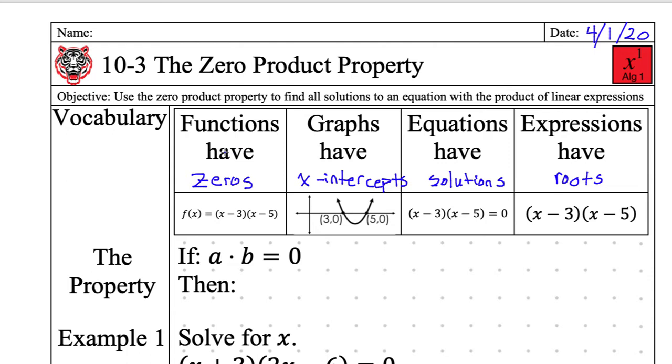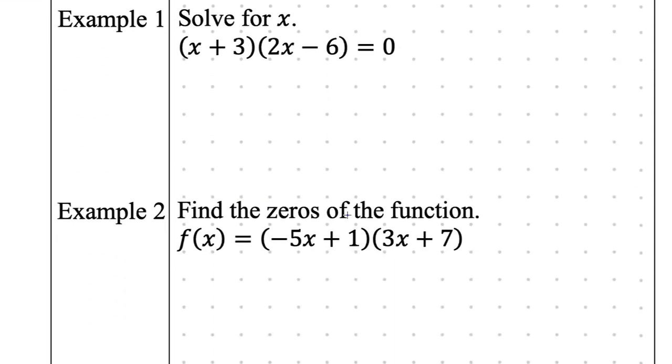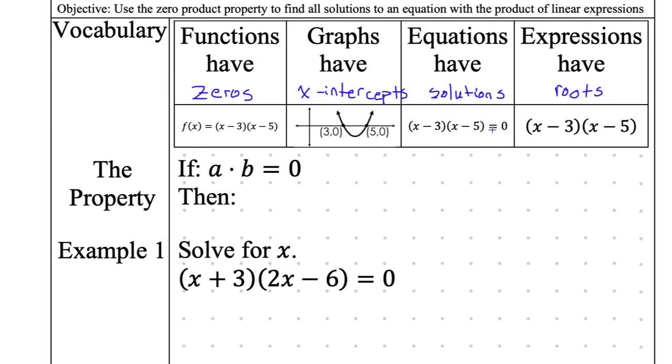Again, we're dealing with functions, so when I say down here in example 2, find the zeros, I'm really asking for just set this thing equal to 0 and then solve to find the solution.